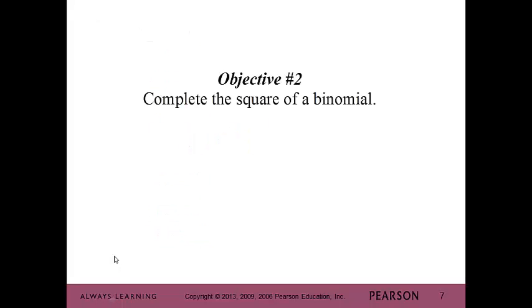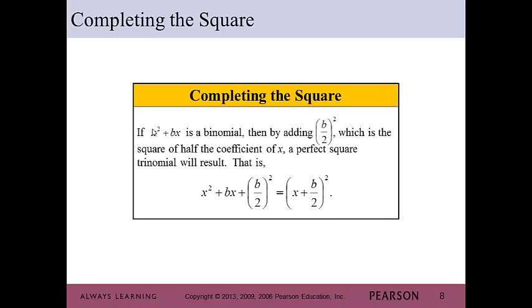Alright, objective 2. It says complete the square of a binomial. If x squared plus bx is a binomial, then by adding b divided by 2 whole thing squared, a perfect square trinomial will result. By adding b divided by 2 whole thing squared, you're able to factor the trinomial into the following: x plus b over 2 whole thing squared.